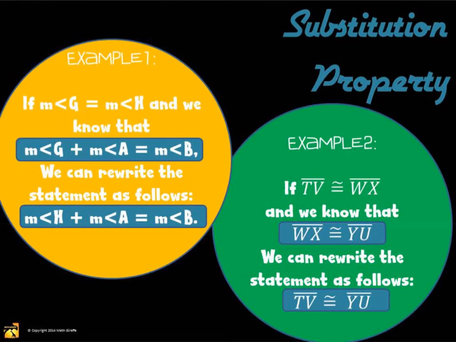Example 2 is using the substitution property of congruency. So we have, if line segment TV is congruent to line segment WX, and we know that line segment WX is congruent to line segment YU, you can rewrite the statement, and basically they're replacing the line segment WX with the TV down here. So line segment TV is congruent to line segment YU. And again, you're going to see that that is used quite often in your proofs.